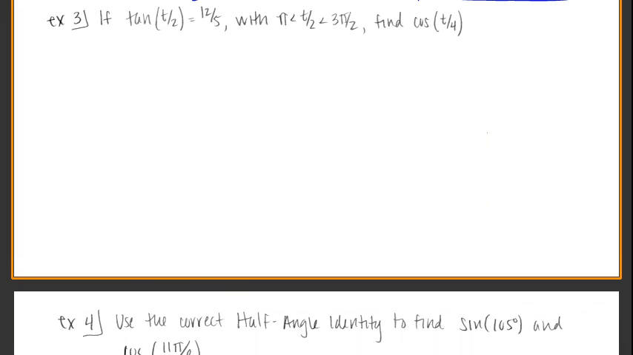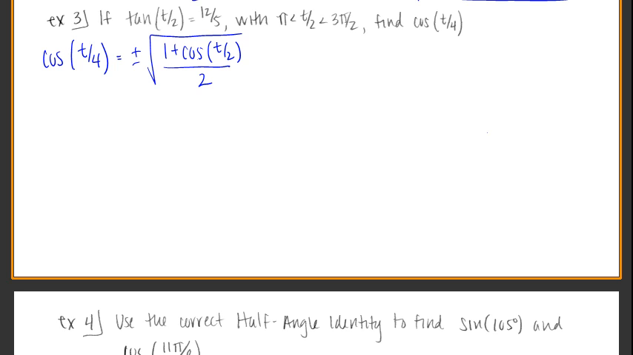Okay. On this one, we want to find cosine of t over 4. Well, cosine of t over 4 only has one formula. It's plus or minus the square root of 1 plus cosine of double t over 4, which is t over 2, divided by 2. Okay, and again, if you wanted to know what t over 4 times 2 is, just 2 and there's 2, so then you get your t over 2. That's all I was doing when I was thinking about that, okay?